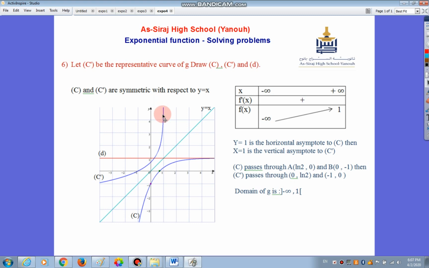Now I drew the graph of C prime by symmetry with respect to the graph of C, and y is equal to 1 is a horizontal asymptote to C. So now I drew C, C prime, and D.